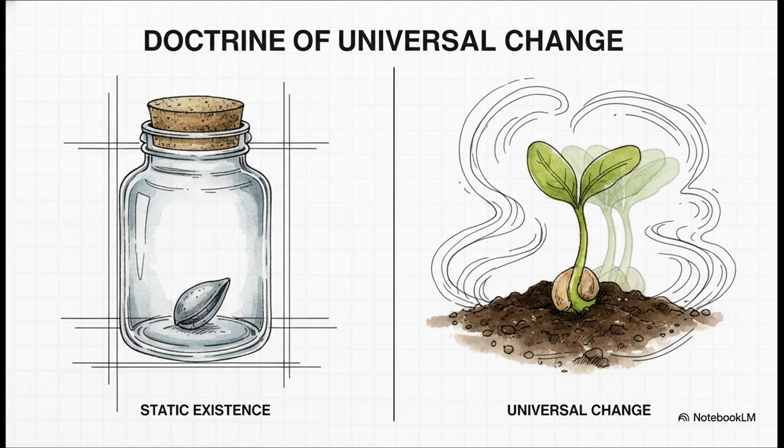Take a seed in a jar. It doesn't produce a sprout, but put that same seed in the soil, and it does. Since the effect changes moment by moment, the object itself must be changing moment by moment. Therefore, everything exists for only one single, partless moment.